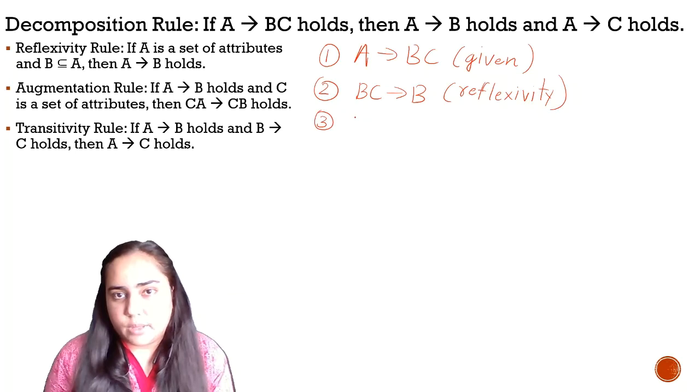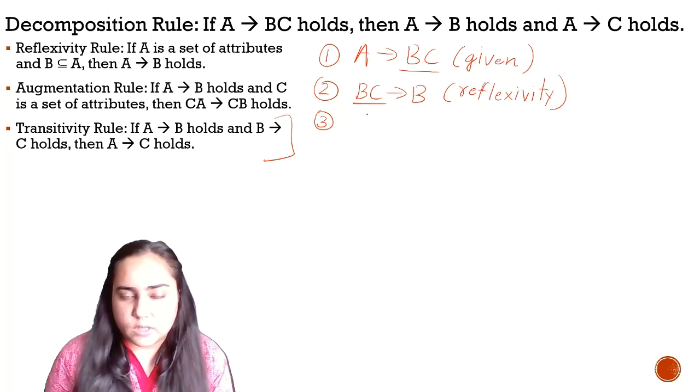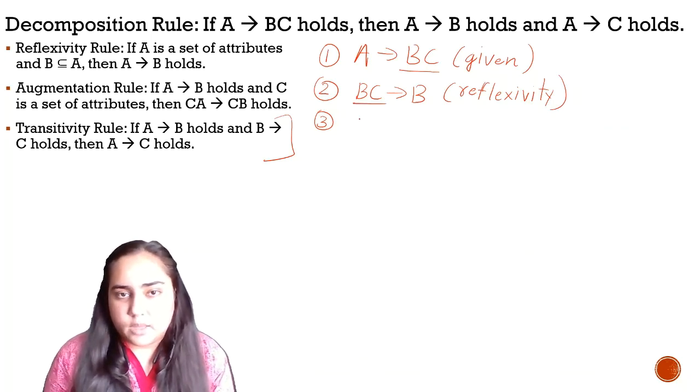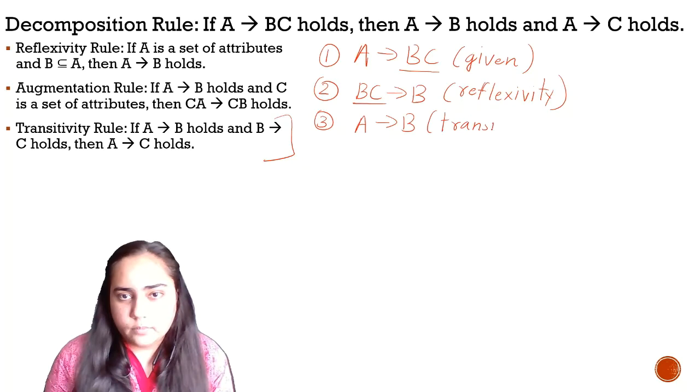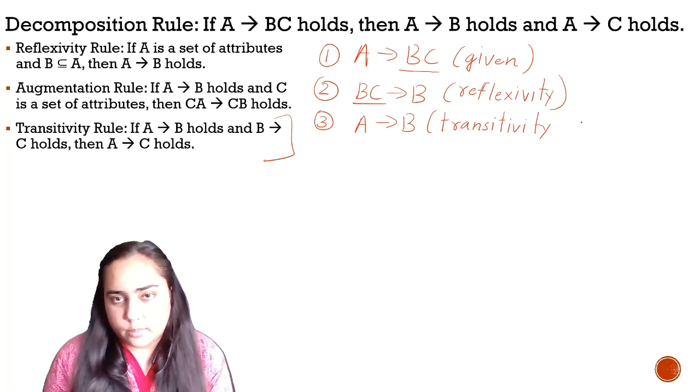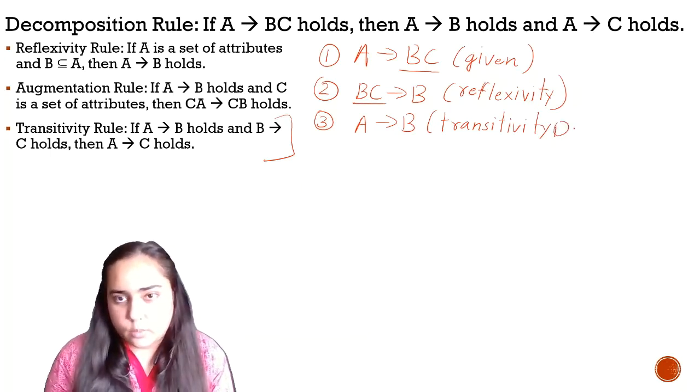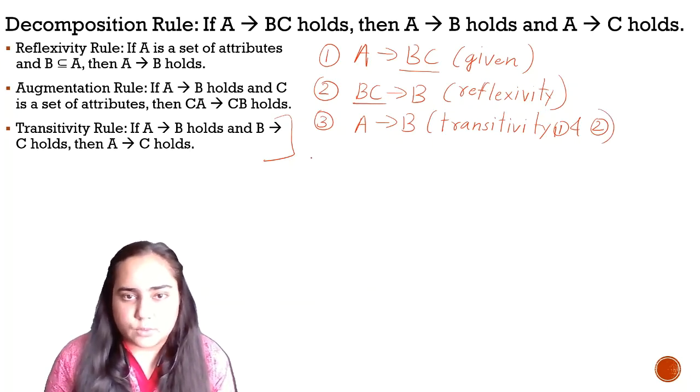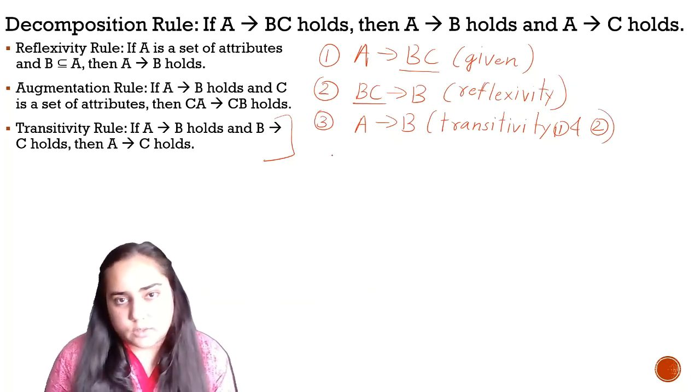Now, as a third step, you can see quite clearly now there is BC present here, BC here, which means I can once again apply transitivity rule as in the previous proof we did, and I can conclude that A determines B. This is once again transitivity between 1 and 2. Sorry for that. Yes, between 1 and 2. So this is transitivity between 1 and 2.